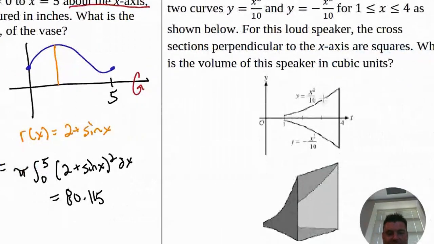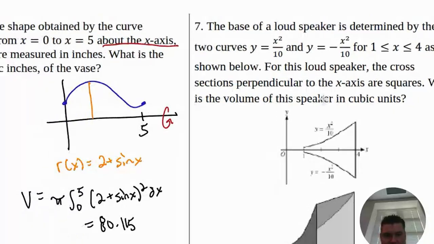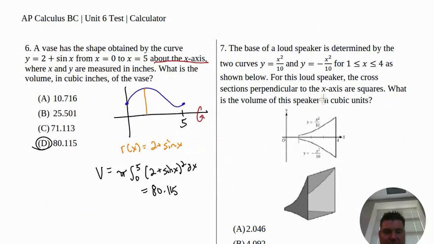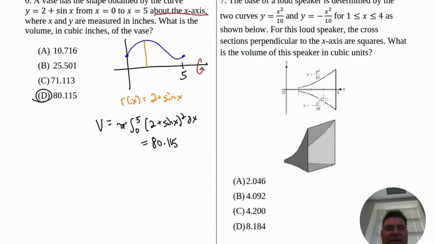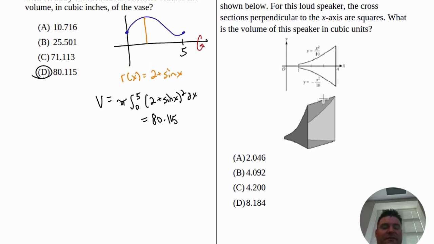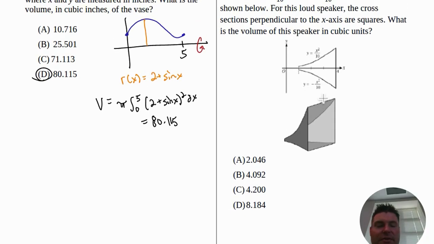All right, last one here, which is calculator. The base of a loudspeaker is determined by 2 curves. We have our 2 curves right there, x squared over 10 and negative x squared over 10, from 1 to 4, shown below. For this loudspeaker, the cross sections perpendicular to the x-axis are squares. What's the volume? This is a cross-sections question, so to find the volume, you have to integrate the area, so you have to first find out what the area is.